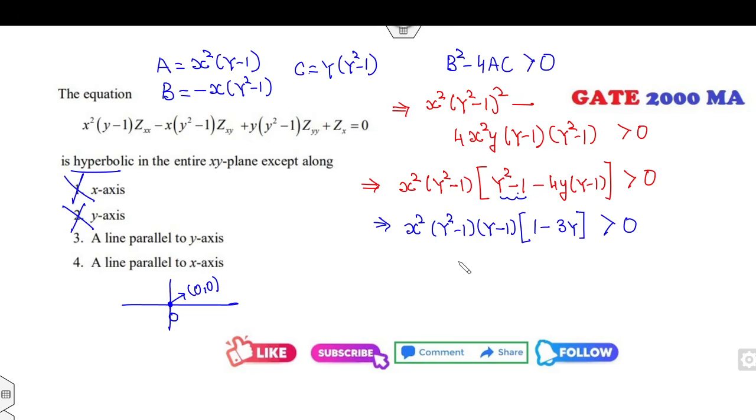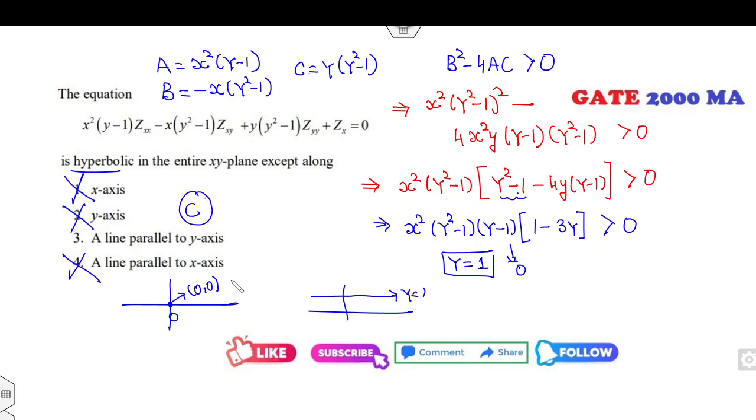Or I can easily say that whenever y is equal to 1, this complete term will be 0. That means it is not a hyperbola. So now you can see y is equal to 1 is a line which is parallel to the x-axis. So this option is also cancelled. The only right option left is parallel to the y-axis. That means this line, and corresponding to this, either x = 3 or x = minus 4. So clearly, when x is positive or x is negative, this quantity will always be positive. So this number is always greater than 0. So the right answer is C.